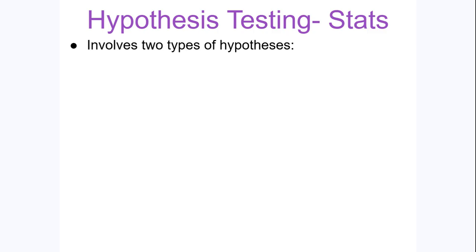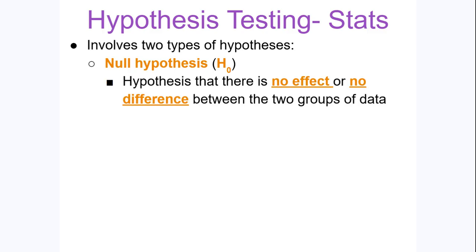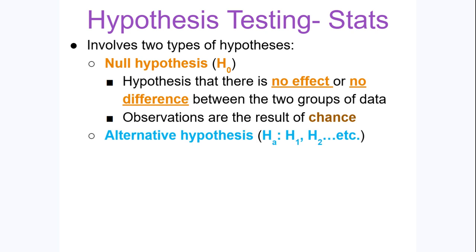It involves two types of hypothesis. You have to have a null hypothesis. You can also call this the H naught or the H0. It's a hypothesis that there is no effect or no difference between the two groups of data. Observations are the result of chance.